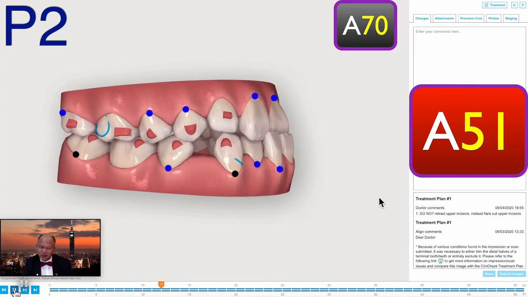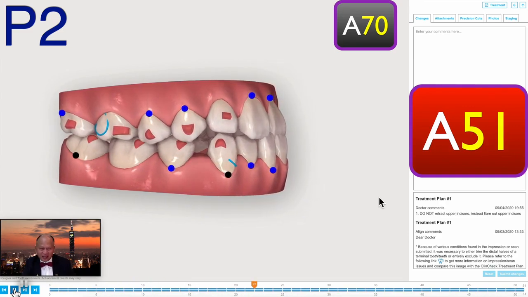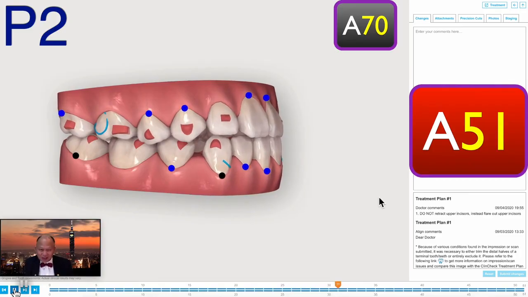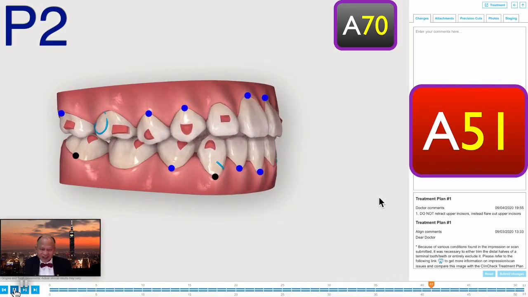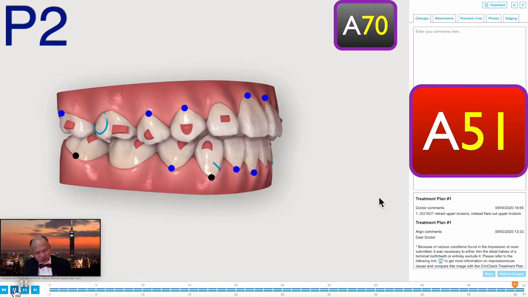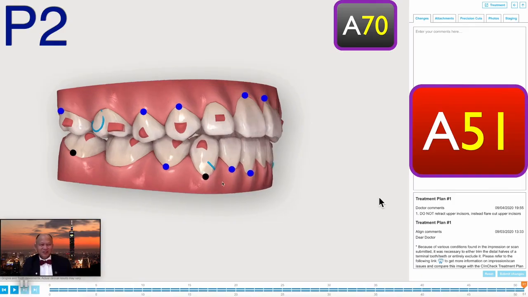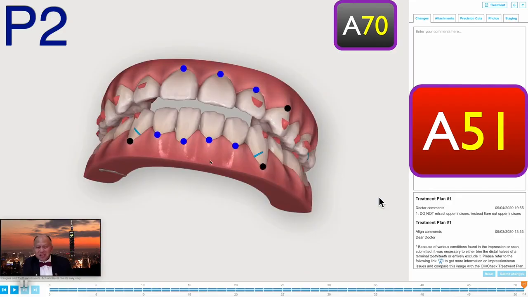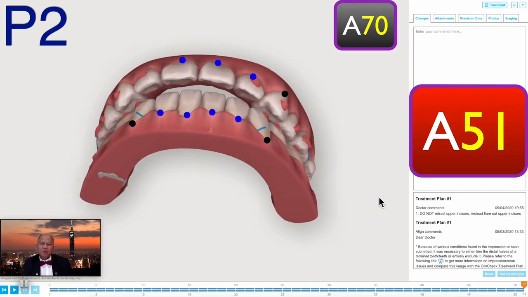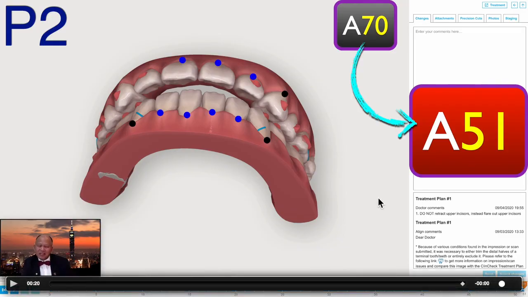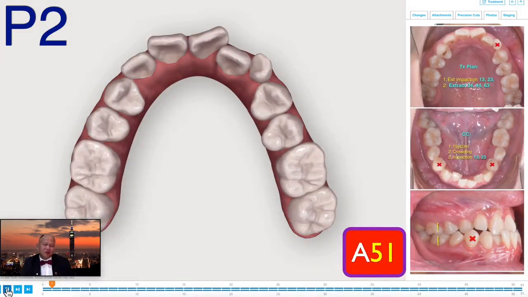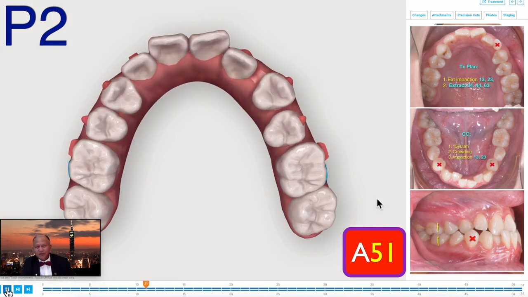They didn't retract the upper incisor. Instead, they flared the upper. That's good, that's my instruction. And then they retracted the lower, and we're done. Immediately, we can drop the aligners from 70 to 51. Unfortunately, I see this big overjet. Is that overcorrection? No, I don't think that's overcorrection. That's way too much.